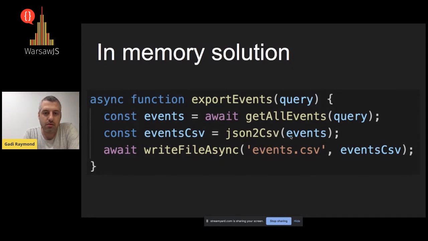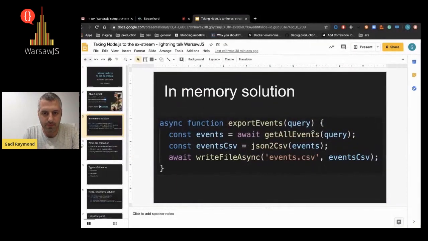And this is a synchronous operation, and you really want to avoid it in Node.js. Just like Jonathan said, you don't want to have long tasks that will block your event loop. And after I transform it to CSV, I need to write this file to S3 in my example. So let's see this code in action.